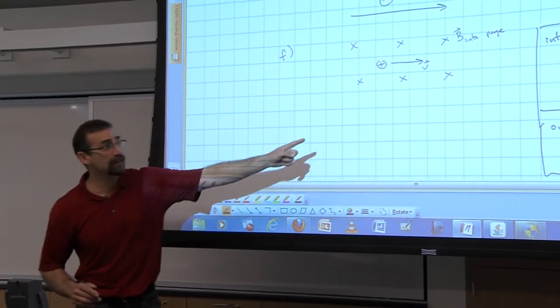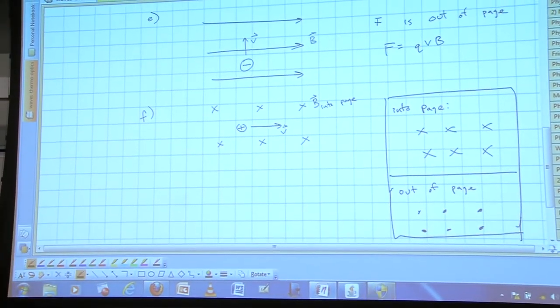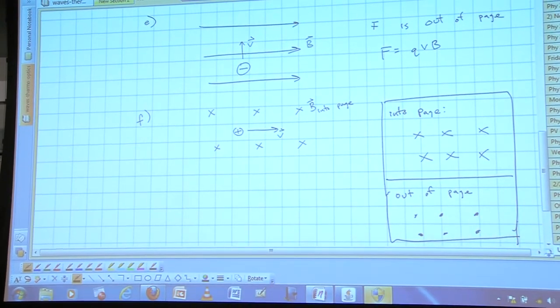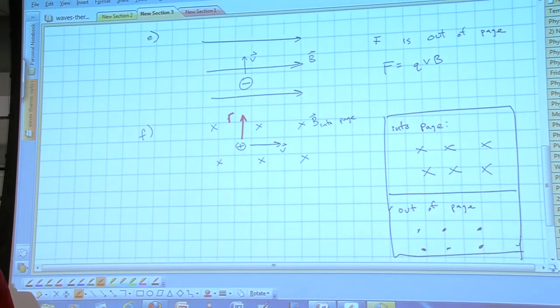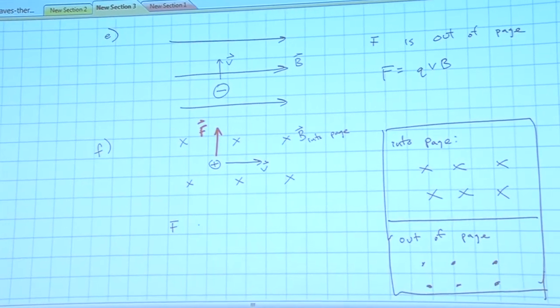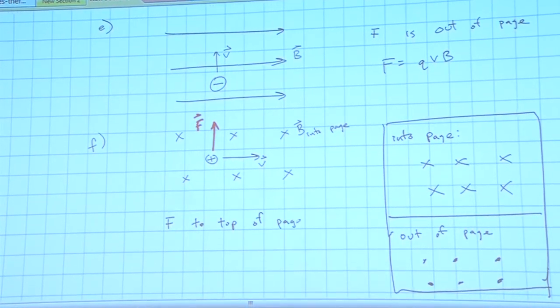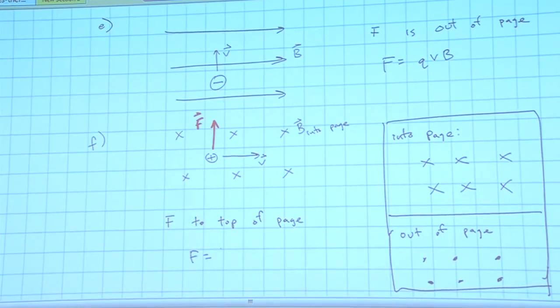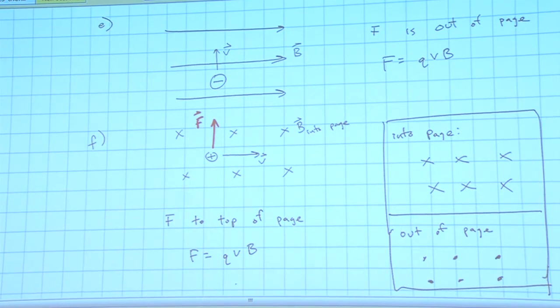So here we have a magnetic field into the page, velocity to the right. What direction is our force? Towards the top of the page. I'll draw it in red here. Is that right? And what would the value be? QVB, right? Because they're 90 degrees apart. Okay?